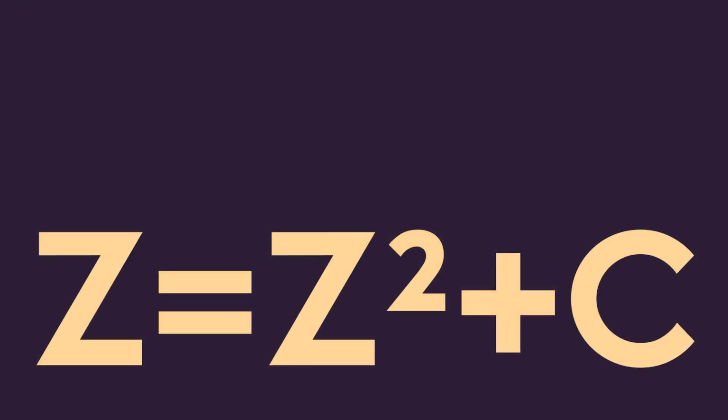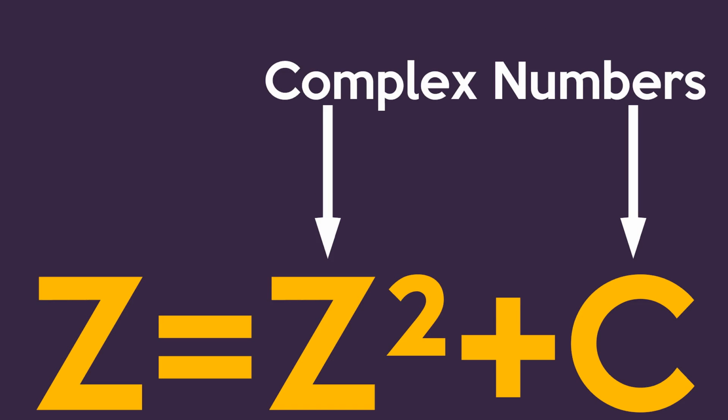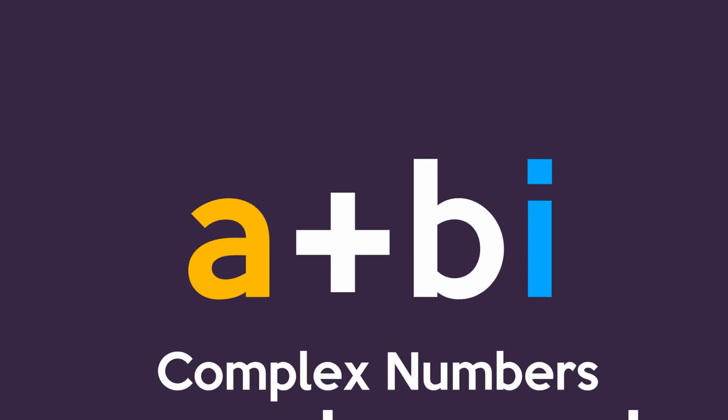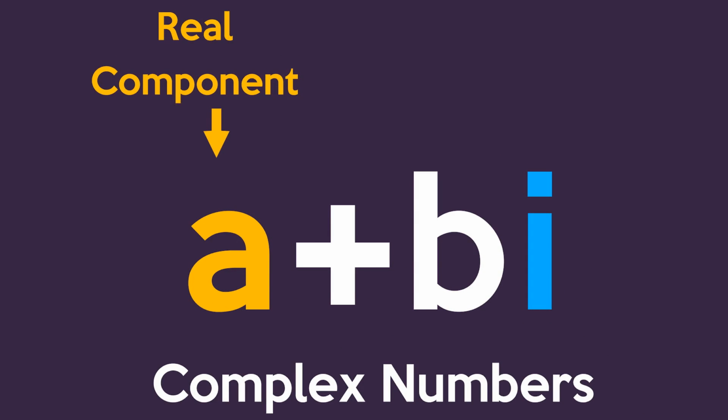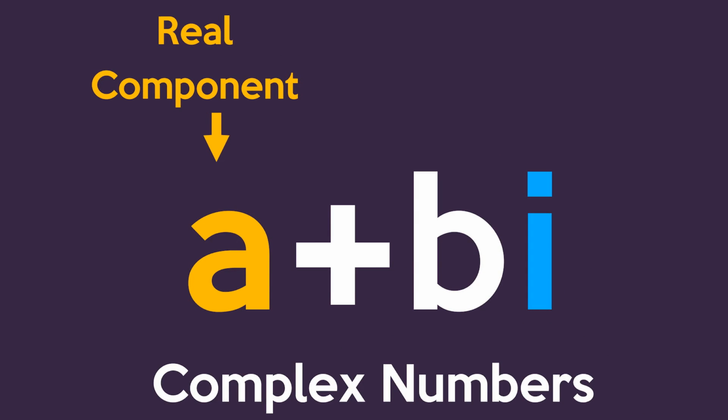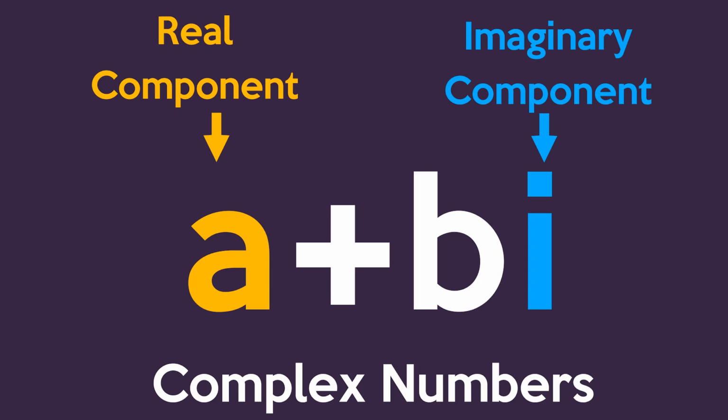The entire formula to create a Mandelbrot set is z equals z squared plus c. In this formula, z and c are complex numbers. So a complex number is a number that has a real part. This number could be any number that you could think of: negative numbers, positive numbers, fractions, anything really. The other part is called the imaginary number.